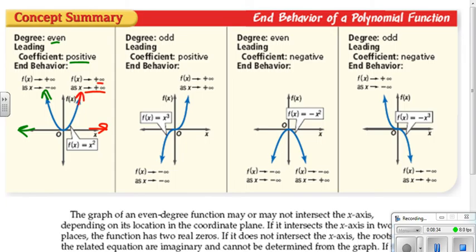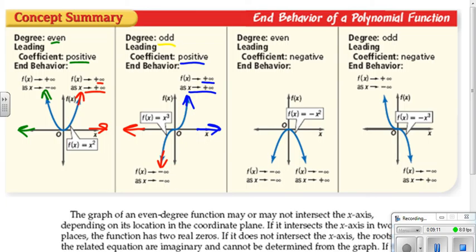Both will go up. Now if we have odd degrees with a positive leading coefficient, then as x approaches positive infinity, as x goes to the right, f of x will approach positive infinity. This one will go up. Same thing though, same graph, with odd degree and a positive leading coefficient. As x approaches negative infinity, so as we go leftwards, our f of x, or our graph, will approach negative infinity, will go down.